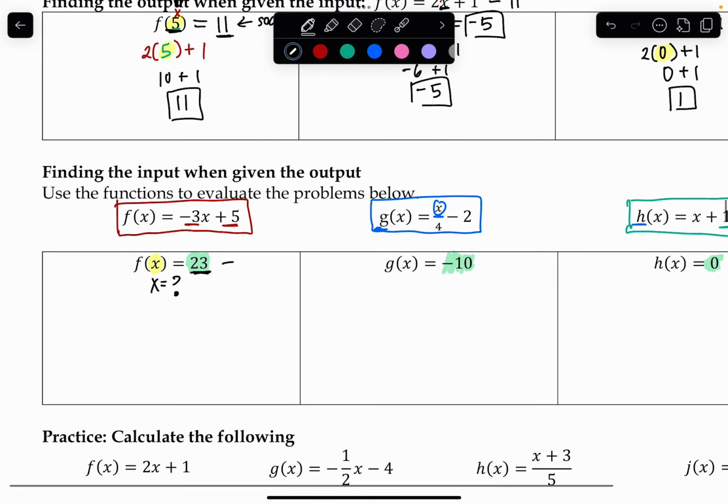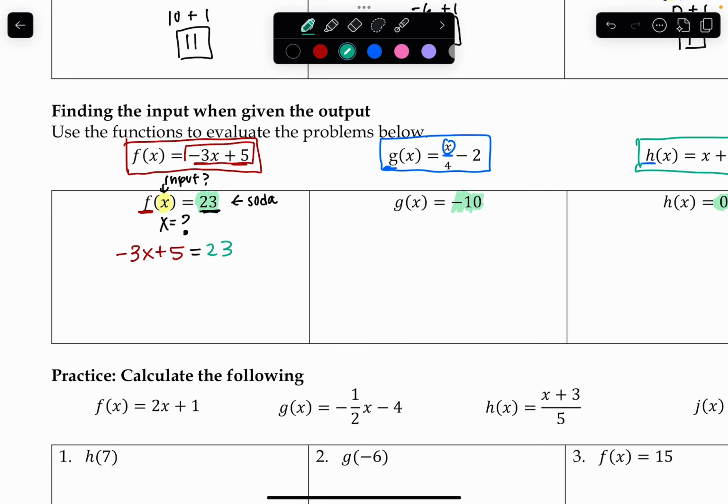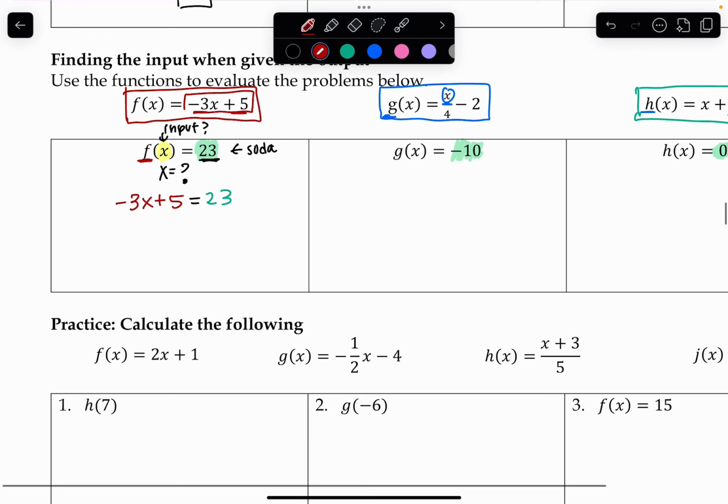Okay, and so here we're given the soda, the output, and we're trying to figure out what the input was. Because they are using f, the f function, we have to use f's rule, which says negative 3x plus 5, and we set it equal to that 23, and then just solve for the x. So our first step is to isolate the variable by subtracting 5.